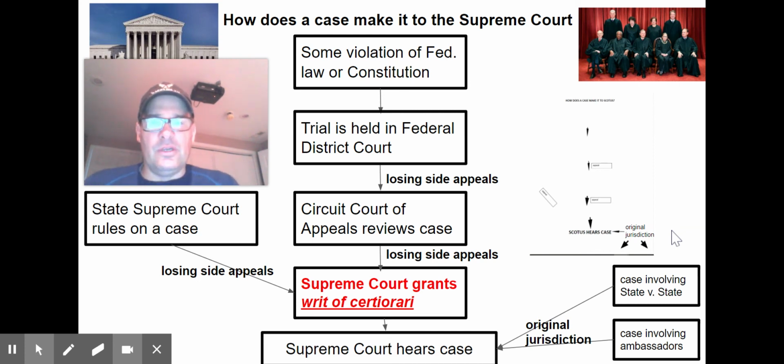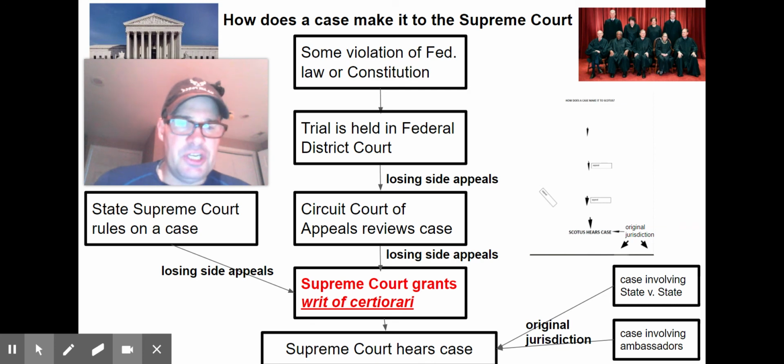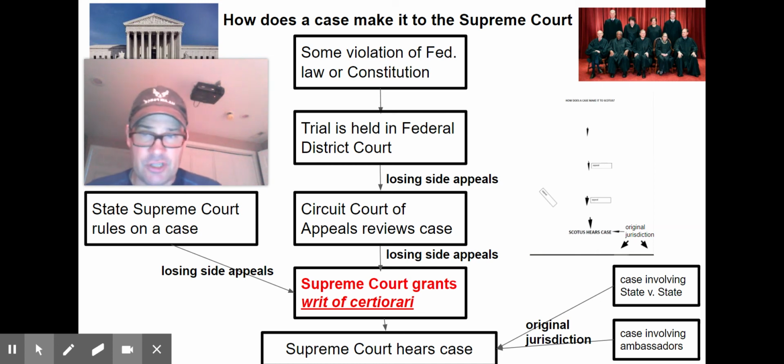Those of you who are doing this from home and are making your own sheet, just go ahead on the right and write original jurisdiction, and then have some arrows flowing from two types of cases that are original jurisdiction: a case of state versus state, and a case involving an ambassador. Those are the only other two ways that a case can make it to the Supreme Court. Remember, if it's original jurisdiction, that means the Supreme Court actually hears it first, and that means they actually could hold a trial. This hasn't happened in many, many years.